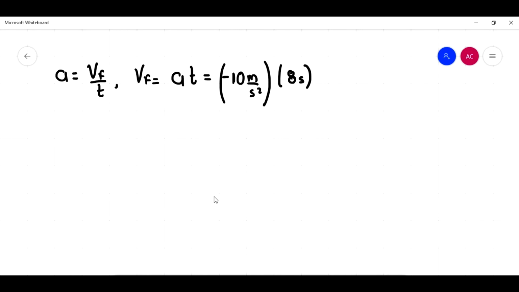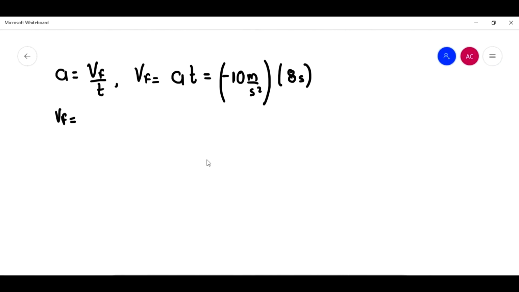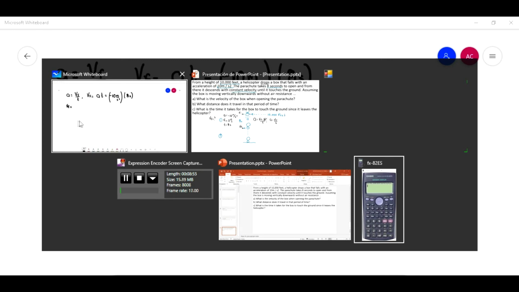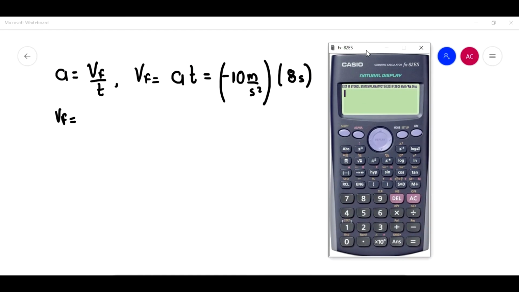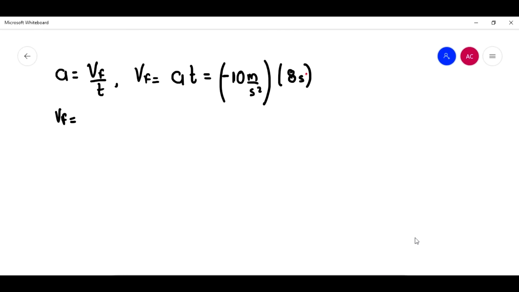Final velocity equals. Well, before I continue, let me get rid of those things. Okay. Final velocity equals. I got my calculator, and I recommend you to have your calculator at hand. So it's going to be minus 10 times 8 equals minus 80. This second is going to cancel with this second square. So the final velocity will be minus 80 meters per second.